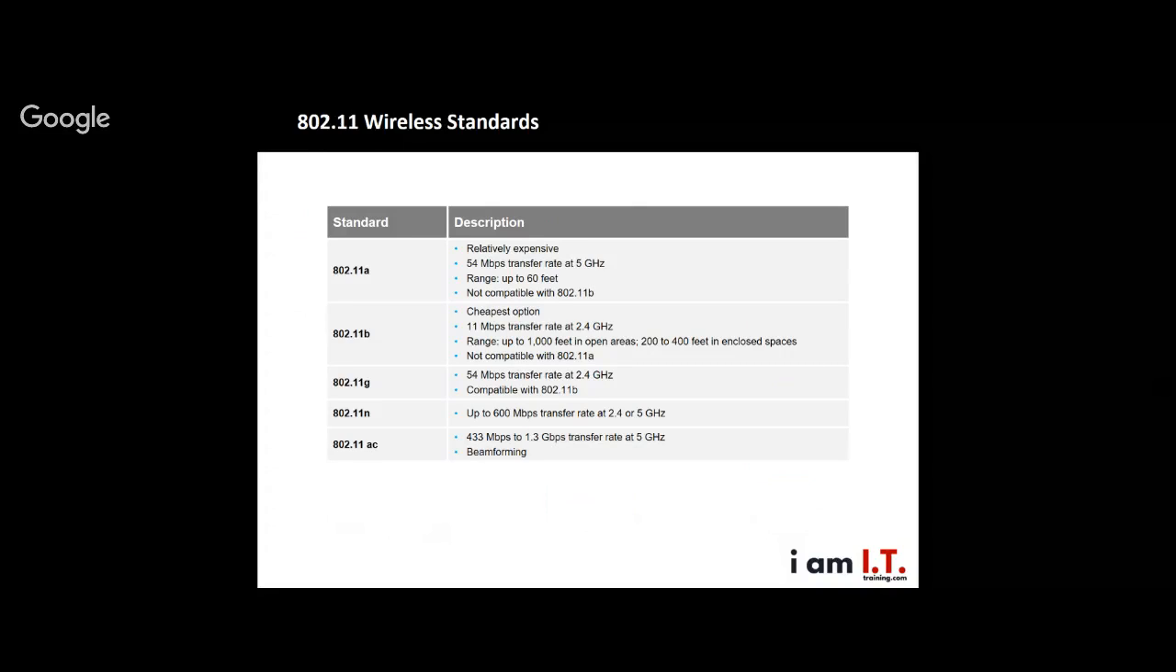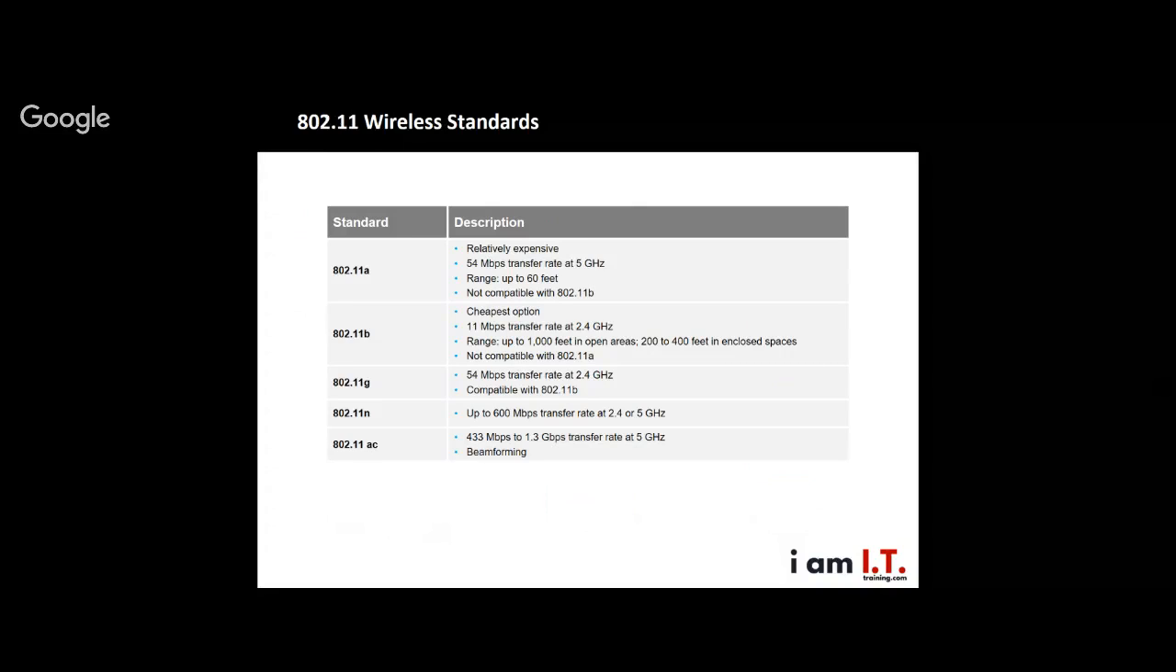802.11a runs at 54 meg and 5 gigahertz. That's the frequency. 802.11b has the slowest of our options at 11 meg and is on the channel of 2.4 gigahertz. 802.11g, 54 meg again, but this time 2.4 gigahertz.